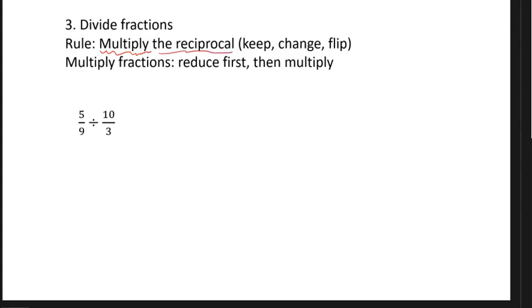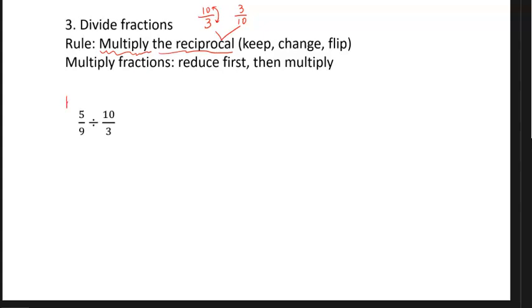The reciprocal means when you have a number, you flip the top to the bottom and the bottom to the top. So you end up with 3/10, and they are called the reciprocal of each other. So 3/10 is the reciprocal of 10/3, and 10/3 is also the reciprocal of 3/10. And a quick way to help us remember this rule is keep, change, flip.